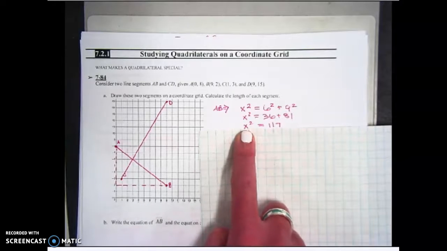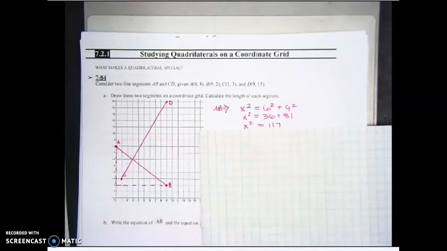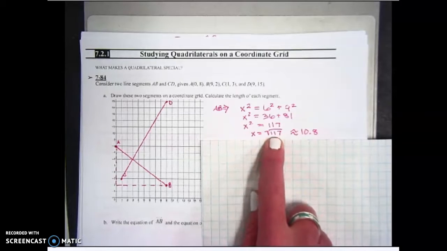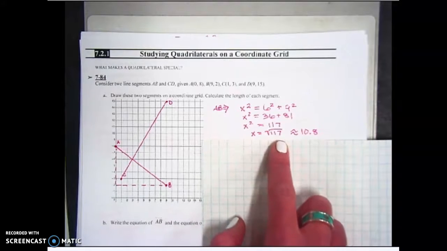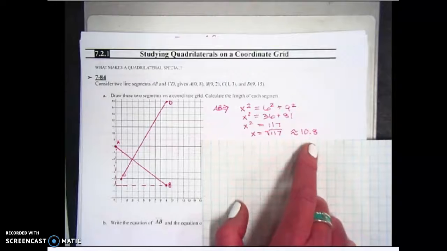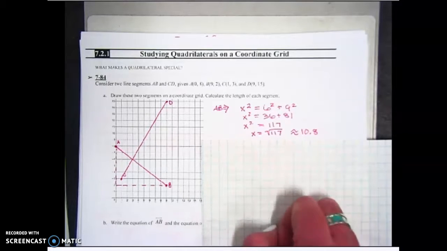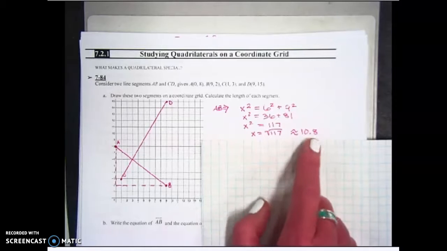Does anybody know what the inverse operation of squaring is? Not dividing. That's the inverse operation of multiplying. What is it? Square root. So you're going to take the square root of both sides, and you get the square root of 117. 117 is not a perfect square. And so if you type it in your calculator and hit the square root button, it's going to give you this decimal. And we're going to round to the nearest tenth. That's why we use this wavy equal sign, because there are other numbers there that we're just not going to write them all. Okay? So that's saying that the answer is roughly 10.8.